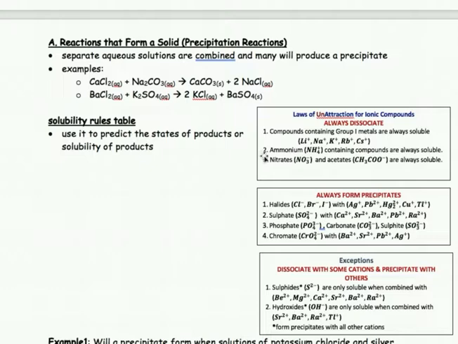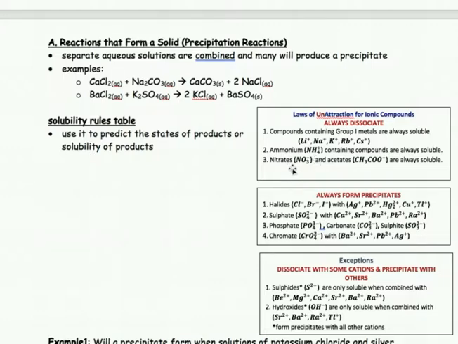The other types of compounds, anything that has ammonium in it. So if it's ammonium chloride, ammonium sulfate, if you have ammonium in your compound name, you are always soluble. Okay, so soluble again means it'll stay mixed in solution. It will not become a solid.